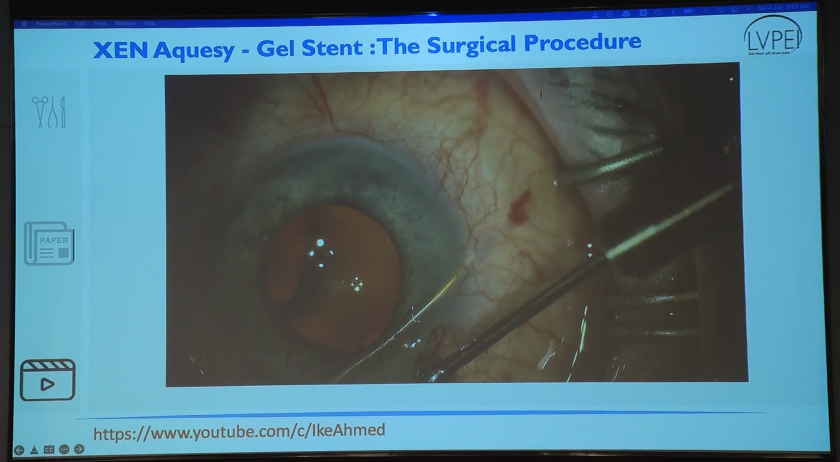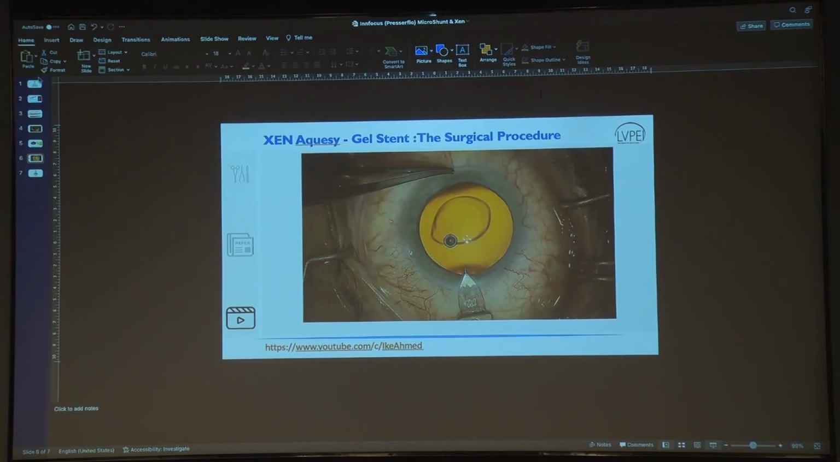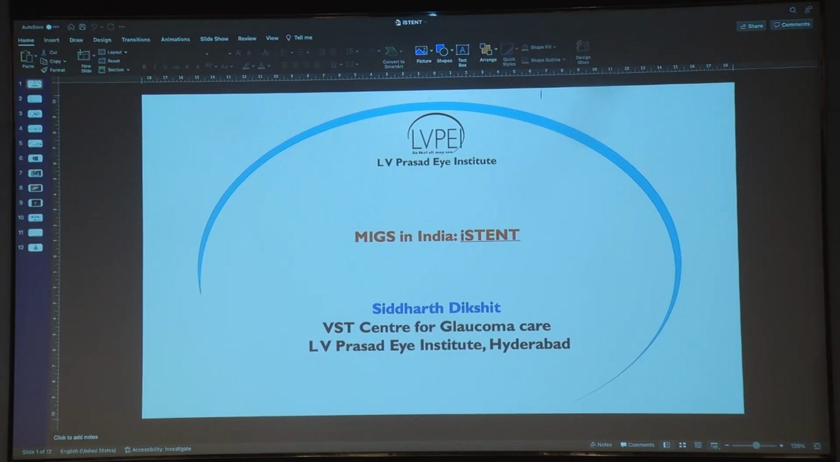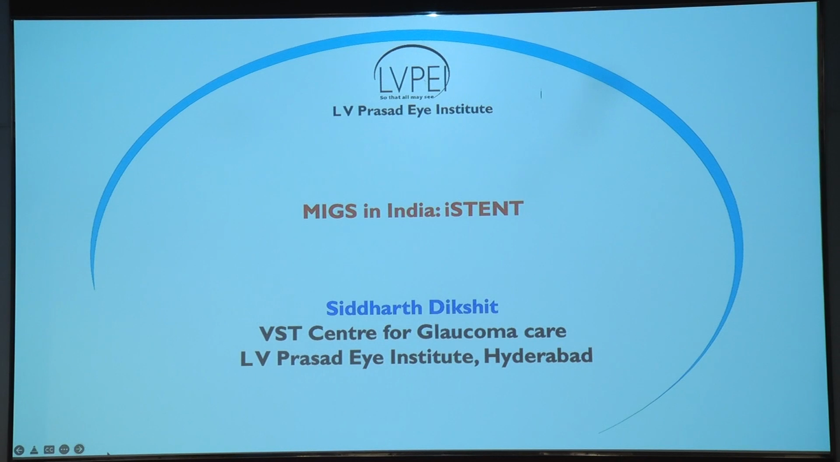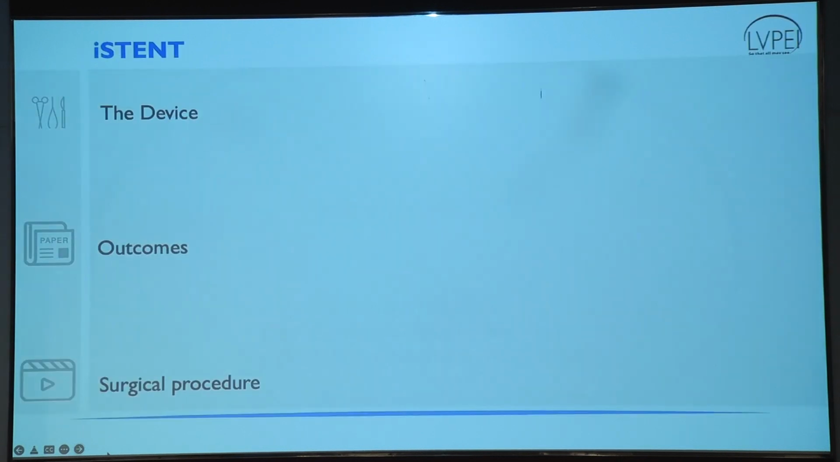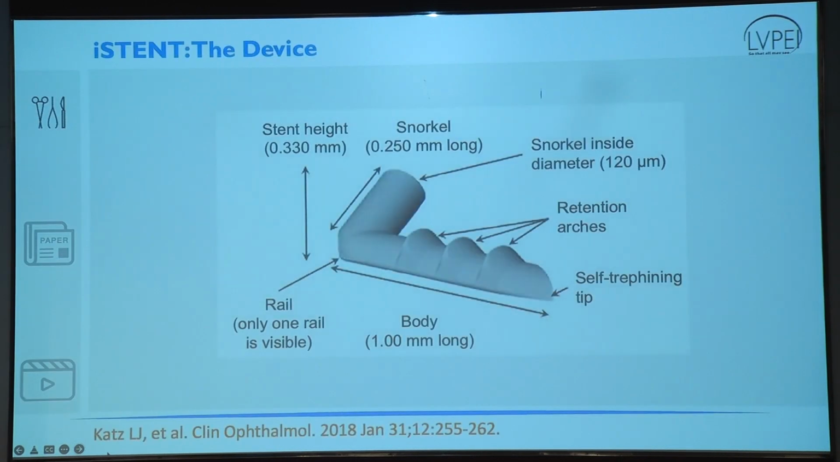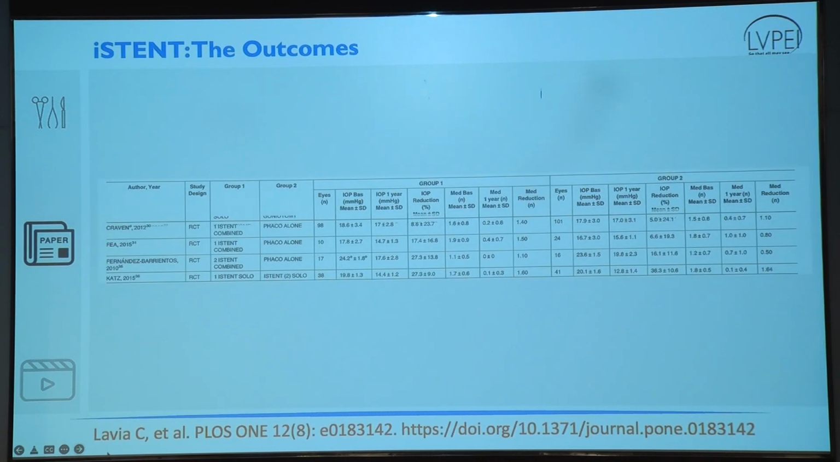Now, unlike these two implants, there is a MIGS option that is available. It's the Taj Mahal of all the implants, the iStent. iStent has a time-proven record in many countries in the West, and it's a very, very small implant, the length of which is 1 millimeter. So this is 1 millimeter long, and the part that remains in the anterior chamber is 1/4 of that, the snorkel that you see, that helps drain the aqueous.